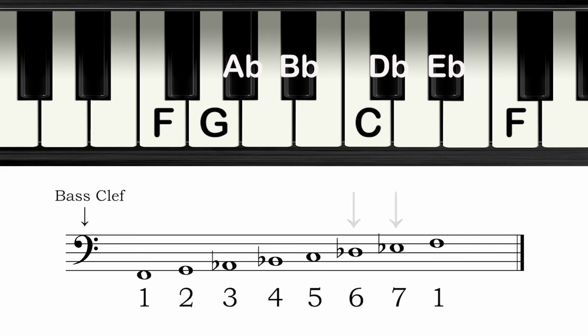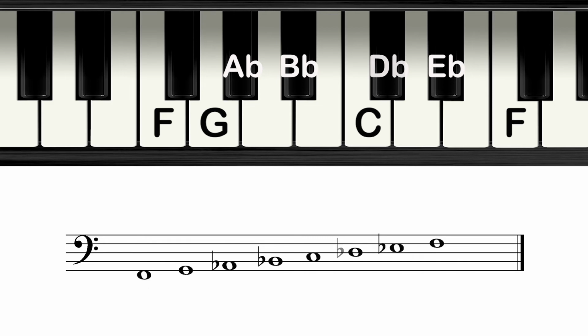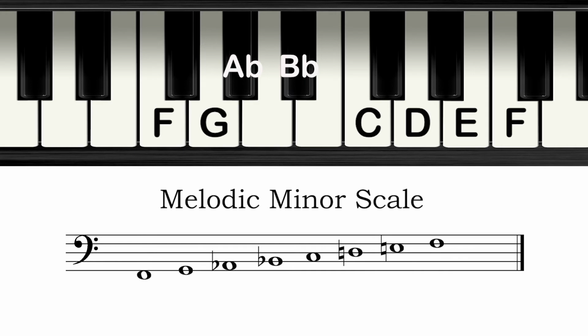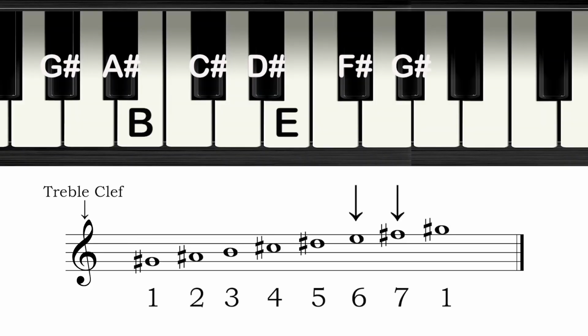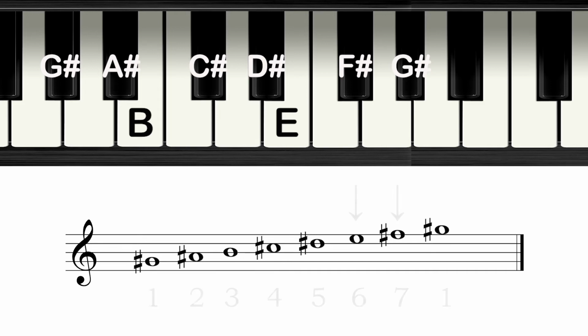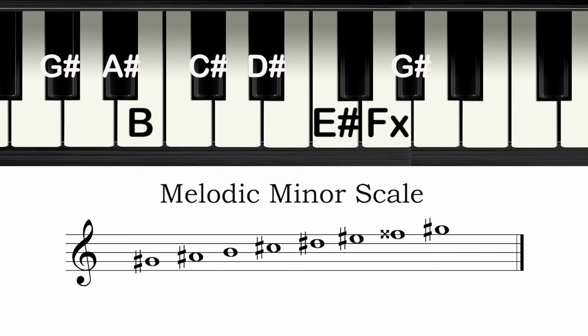With F minor, the 6th and 7th notes of the scale are D flat and E flat. So raise the note D flat to D natural and E flat to E natural. With G sharp minor, the 6th and 7th notes of the scale are E and F sharp. So raise the note E to E sharp and the note F sharp to F double sharp.